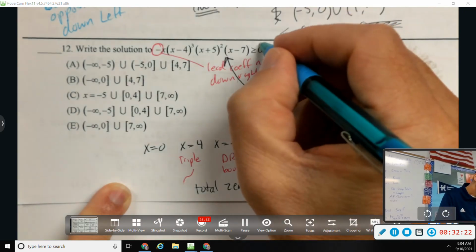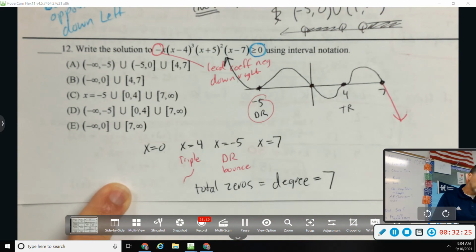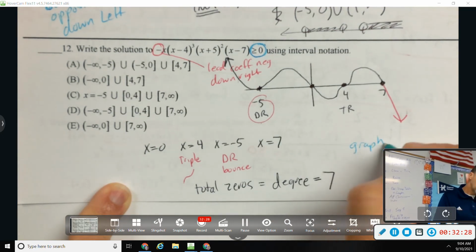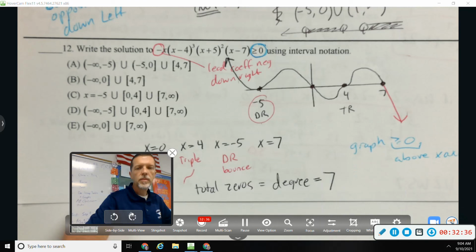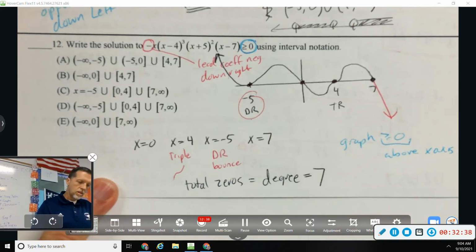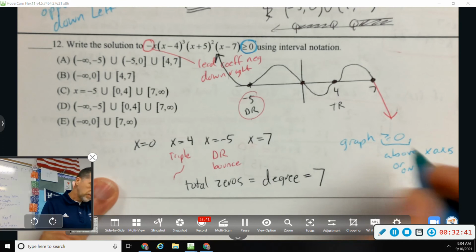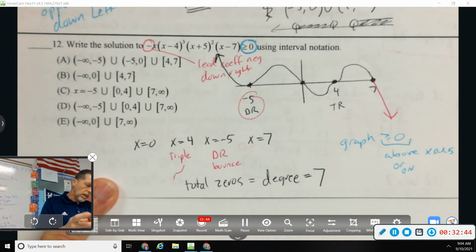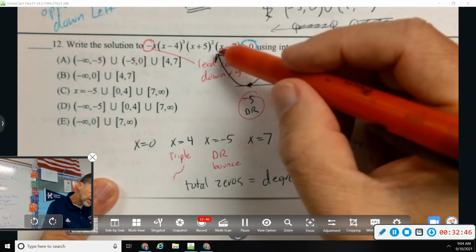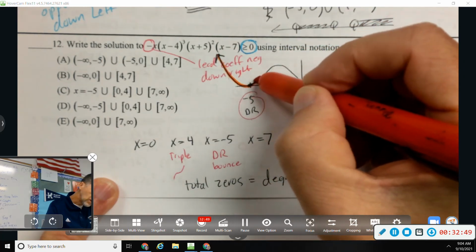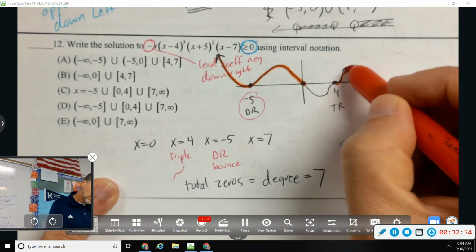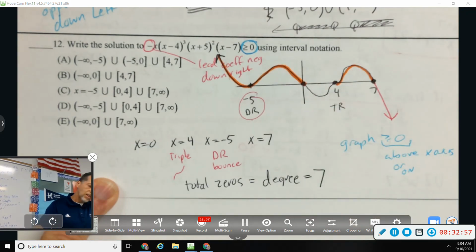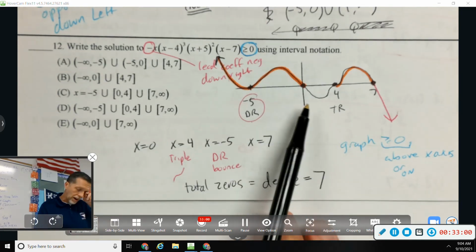I want to know where my graph is greater than or equal to 0. So I want to know where my graph is above the x-axis. Above or on, yep. So above or on would be all of this, and then 4 to 7. So I could write it out, or I could start looking at my answer choices.